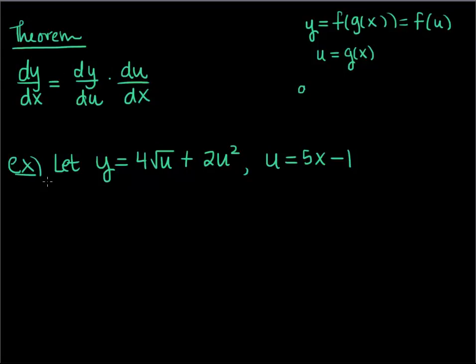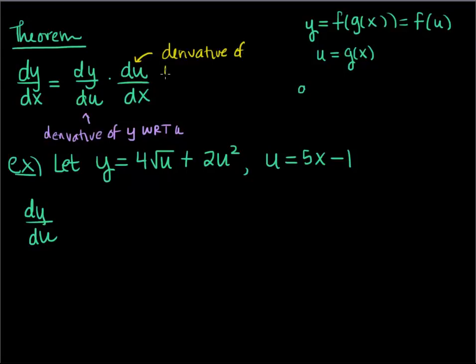So let's look at what this theorem right here tells me to do. The first part right here says this is the derivative of y with respect to u, and then this guy right here is the derivative of u with respect to x, okay? So this is the chain rule. Again, I don't know if I ever said this: this is just another notation for the chain rule.